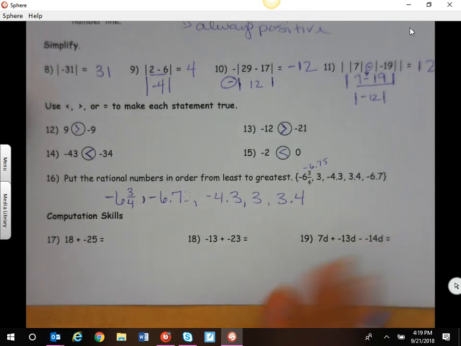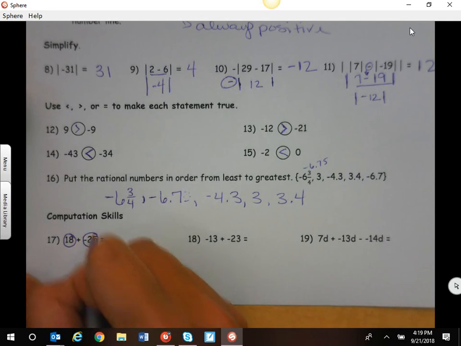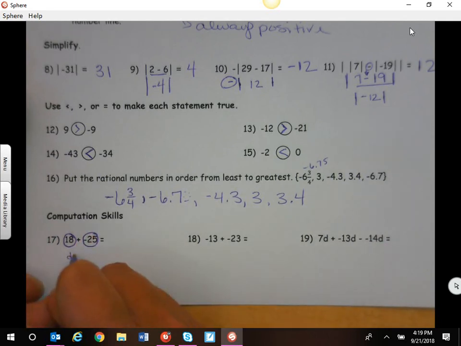Computation skills, we talked about circles in class. This is a positive 18 and a negative 25. These are different, so we need to subtract our numbers.